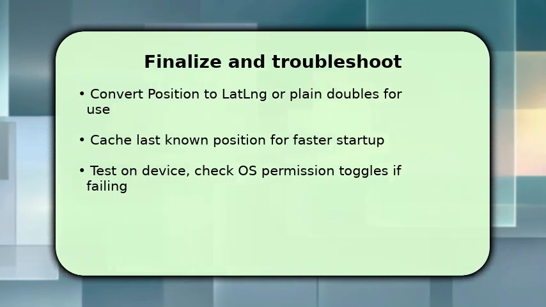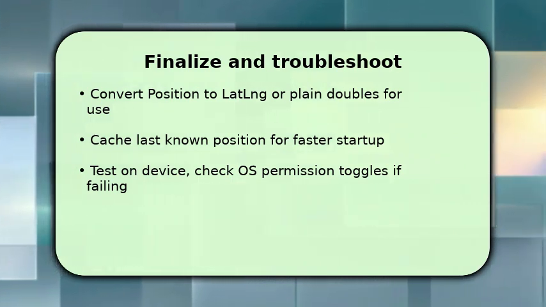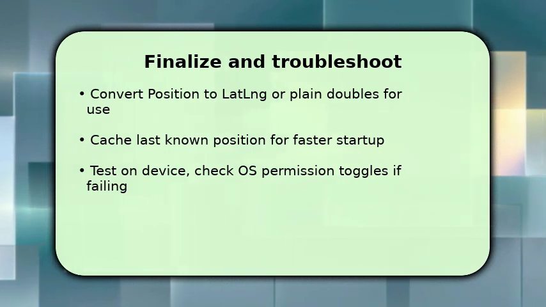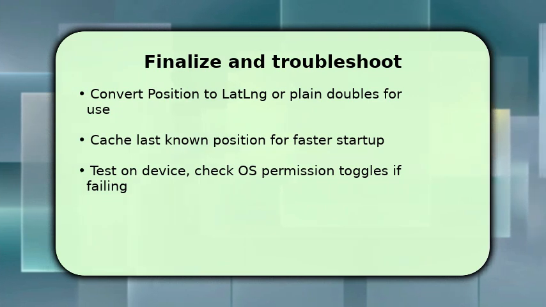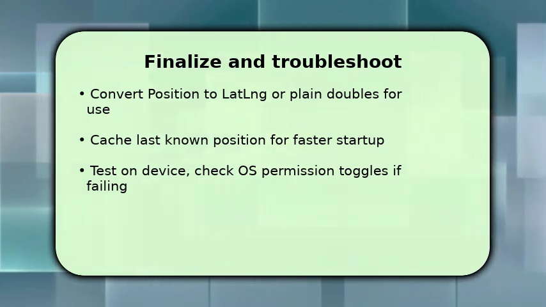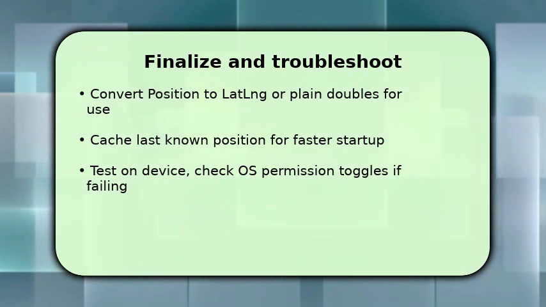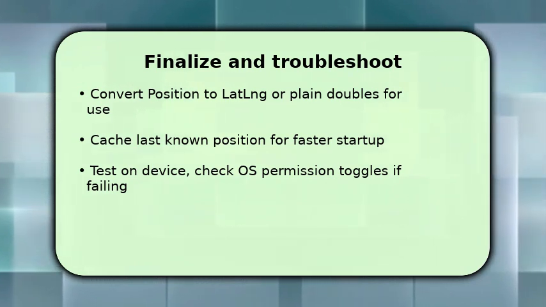If it still fails, make sure location permission is granted in system settings and location services are turned on. On Android, confirm the app has ACCESS_FINE_LOCATION and background rules if needed. If errors persist, inspect device logs and retry with a simple diagnostic function.